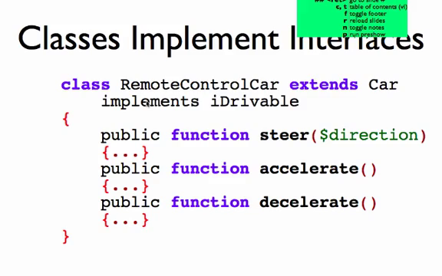You probably would need to override those. I wouldn't have to, but I'm assuming a remote control car drives somewhat differently than a regular car. But yes, you could. You wouldn't have to implement the iDrivable, you would just override it. Correct. Yep.